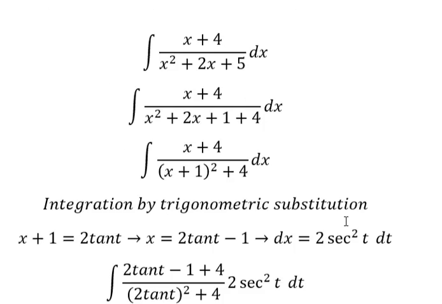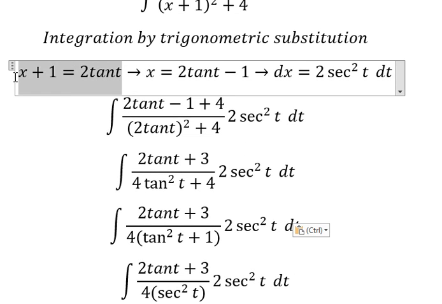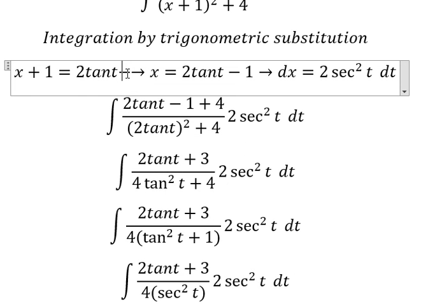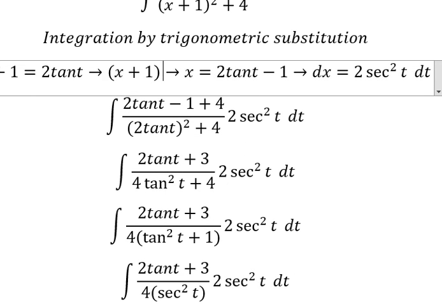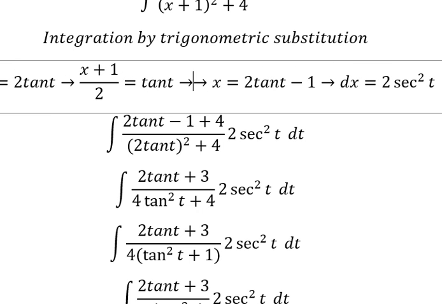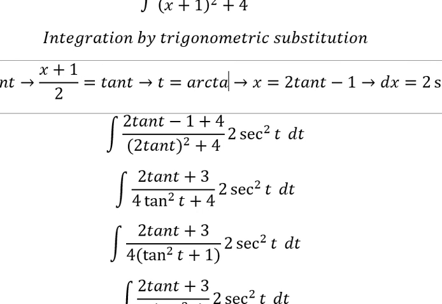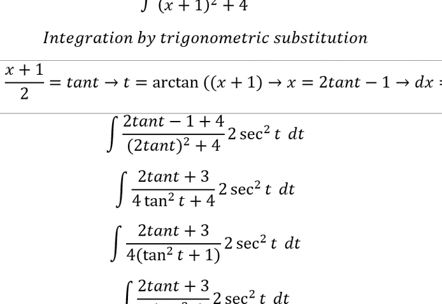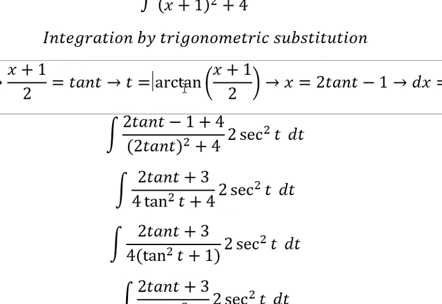About t, that is about this one. So we divide both sides by number 2. And now we can find the value of t equal to arctan of x plus 1 over number 2. And now I will put this one to change for t.